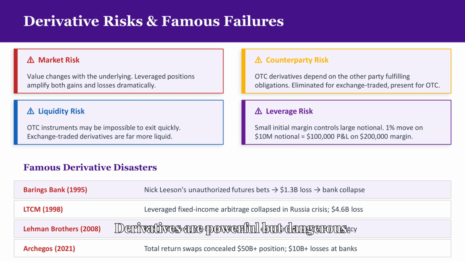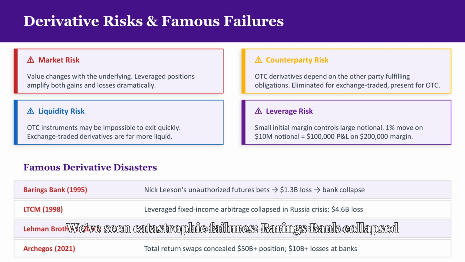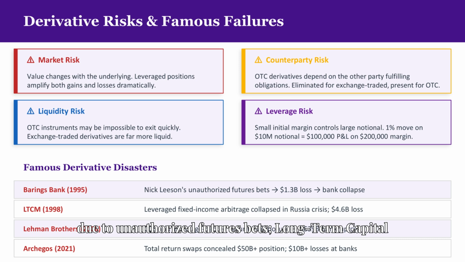Derivatives are powerful but dangerous. Leverage risk means a small movement can wipe out your capital. Liquidity risk means you might not be able to exit a trade. We've seen catastrophic failures. Barings Bank collapsed due to unauthorized futures bets.